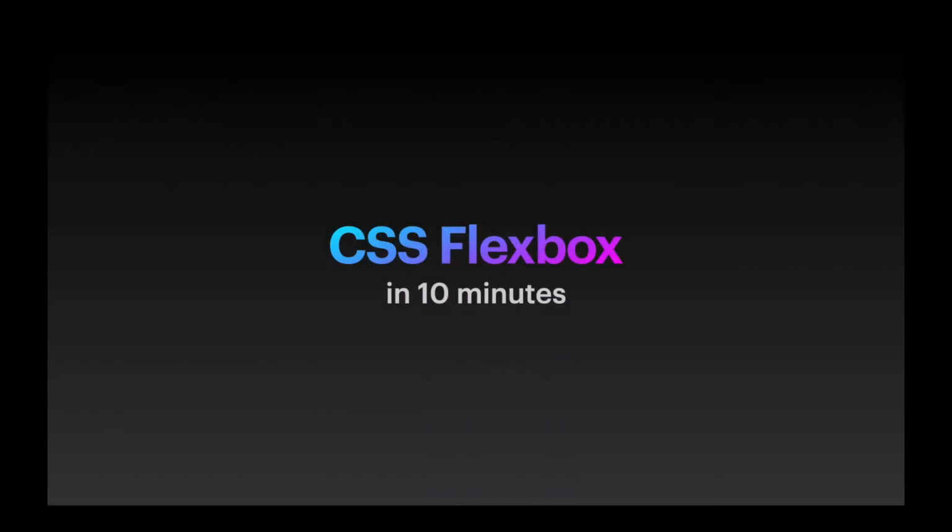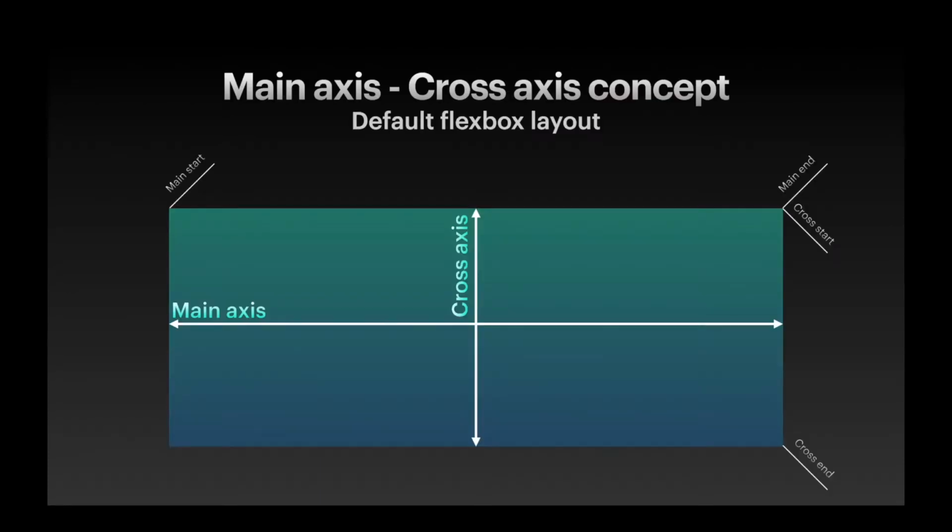This is a tutorial on CSS Flexbox. To be able to use Flexbox, you need to familiarize yourself with the main axis and cross axis concept. As you can see here, the default Flexbox layout has the main axis going horizontally, and the cross axis going vertically. The main start, main end, and cross end set the boundaries of these axes.